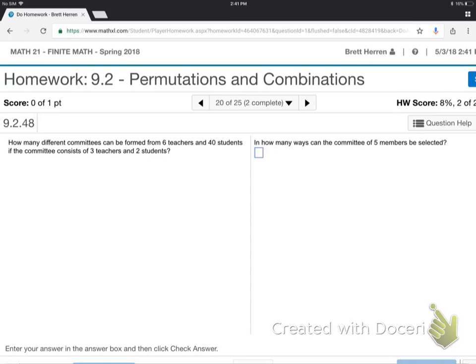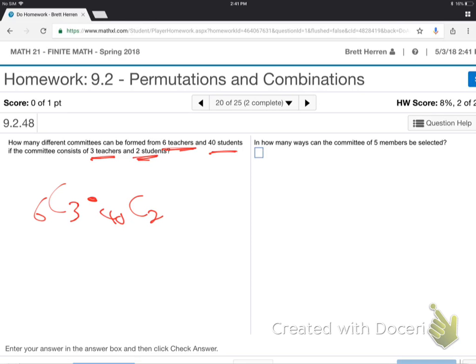I'm getting too long-winded. We got 3 minutes. All right. How many different committees can we form? We got 6 teachers, 40 students. We're picking 3 teachers, 2 students. It's a couple of C's. I'll just go quick here. Out of 6 teachers, pick 3. Out of 6, choose 3. Times, remember we multiply things we do. Out of the 40 students, choose 2. There you go. Just work that out. See what I did there?